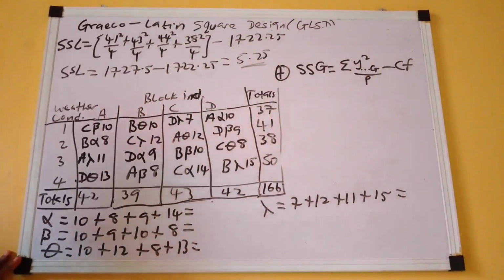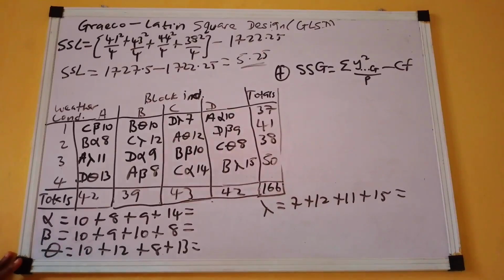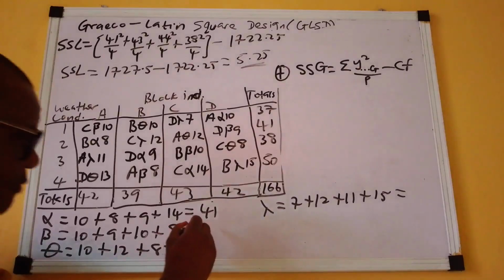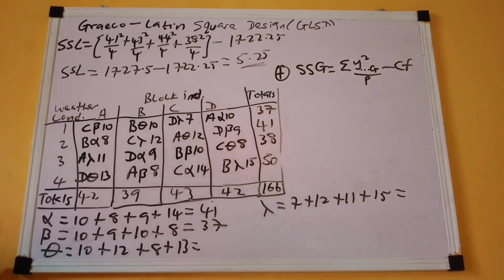So we are going to sum them up. So we are going to have 10 plus 8 plus 9 plus 14, that will give you 41. Then the next one is 10 plus 9 plus 10 plus 8, that will give you 37. Then the third one for theta is 10 plus 12 plus 8 plus 13, that will give you 43. Then the last one for lambda is 7 plus 12 plus 11 plus 15, that will give you 45.